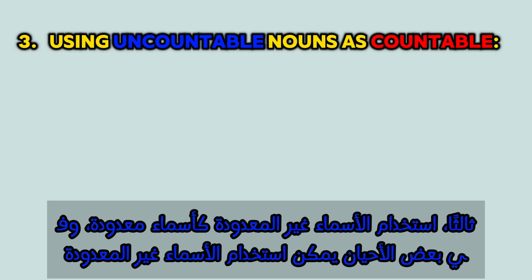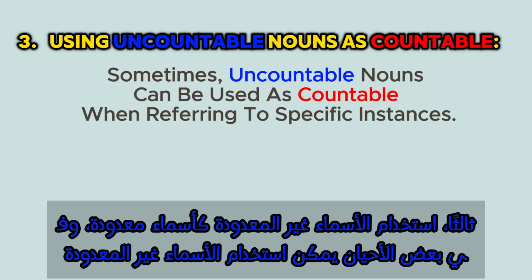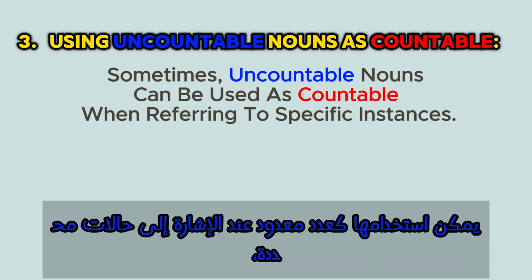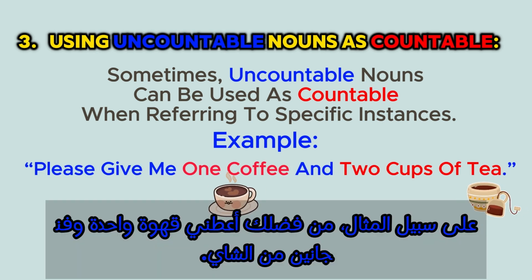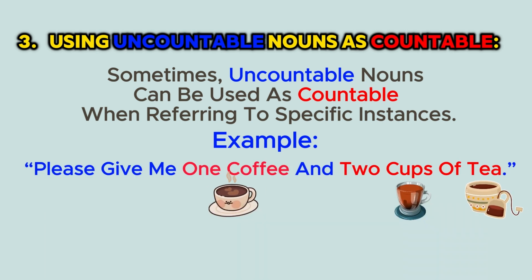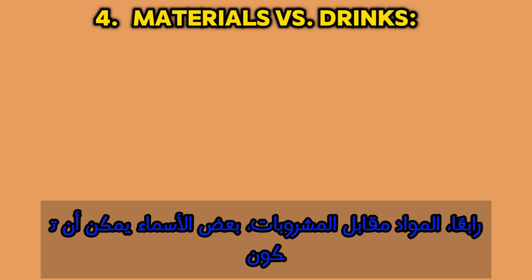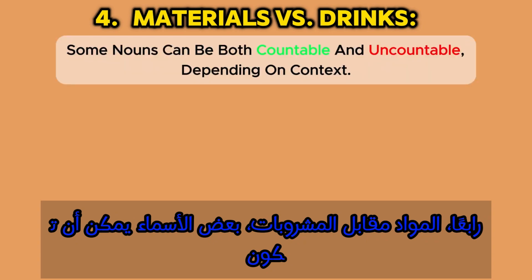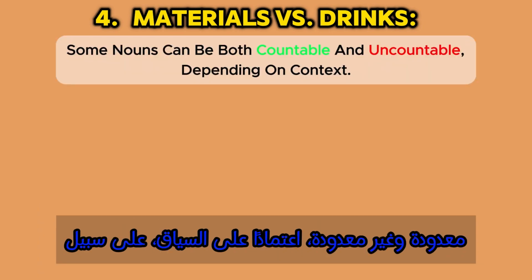3. Using uncountable nouns as countable. Sometimes, uncountable nouns can be used as countable when referring to specific instances. Example: please give me 1 coffee and 2 cups of tea. 4. Materials versus drinks. Some nouns can be both countable and uncountable, depending on context.